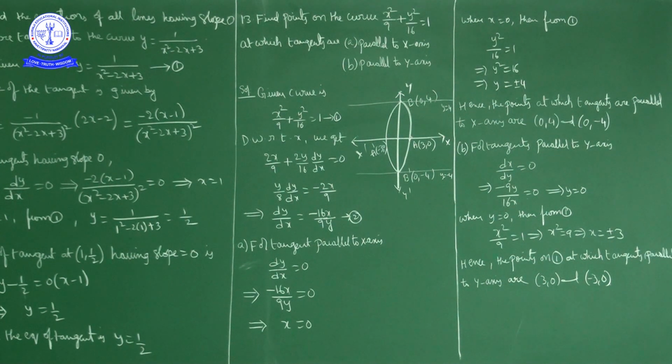Tangent parallel to y-axis, it will be at (3, 0), that is the line x equals 3, and the line x equals minus 3. Okay. These are the lines parallel to x-axis, tangents parallel to x-axis and tangents parallel to y-axis. Anyhow, using applications of derivatives we will prove this.